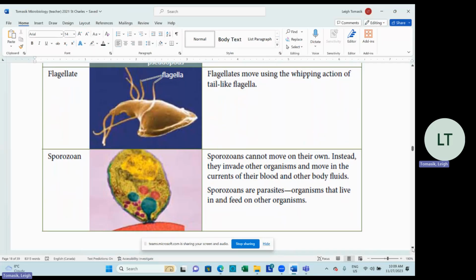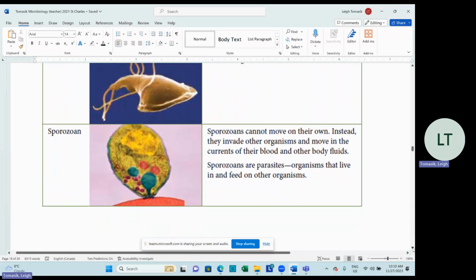So these are sporozoans. No cilia, no flagella, no pseudopods. They just live their life like they're on a lazy river. So they infect humans and other organisms, and they just move in the currents of their blood. And we don't like them there. Sporozoans are parasites, and they feed on other organisms, and they can cause illness.